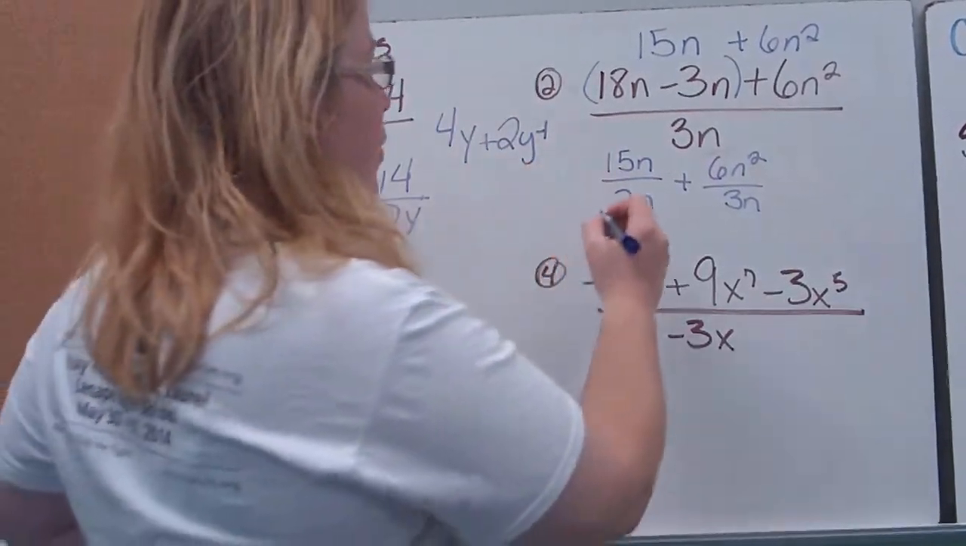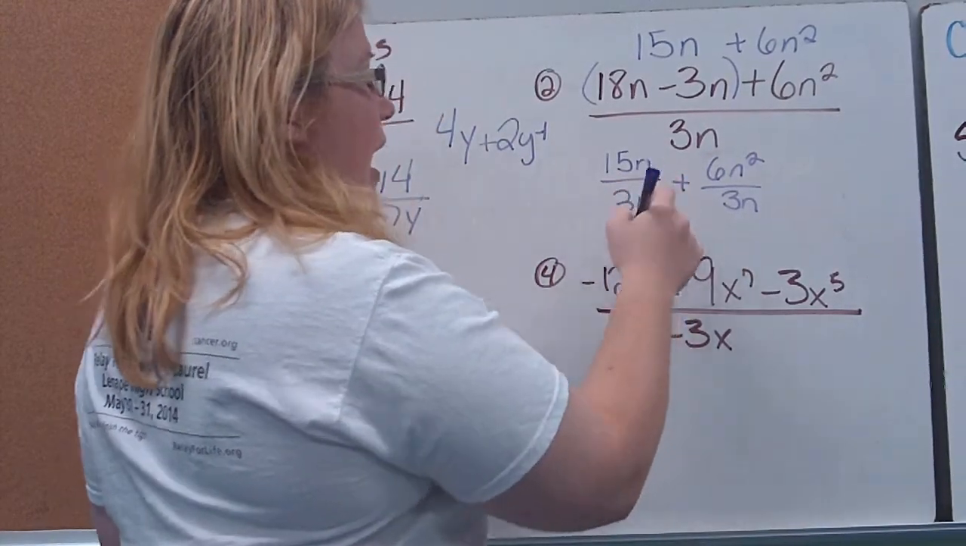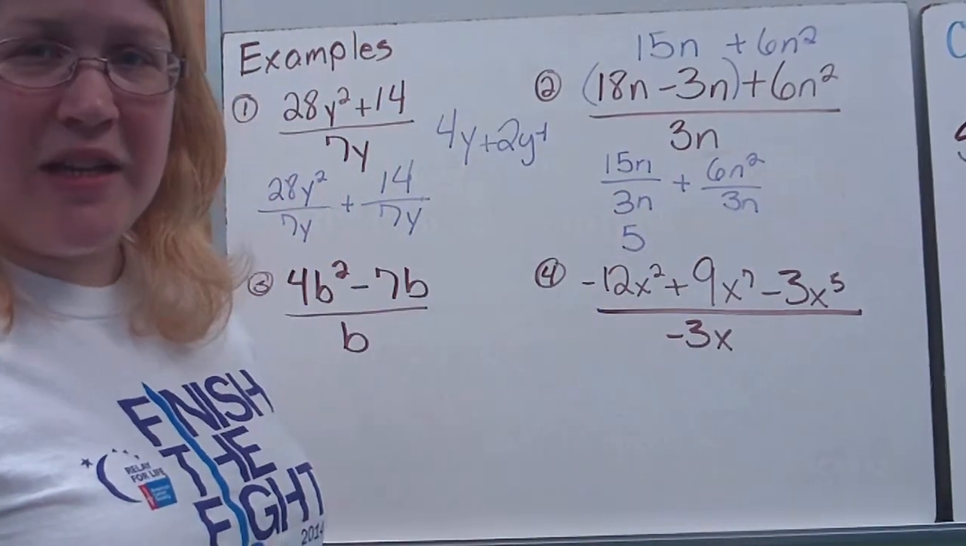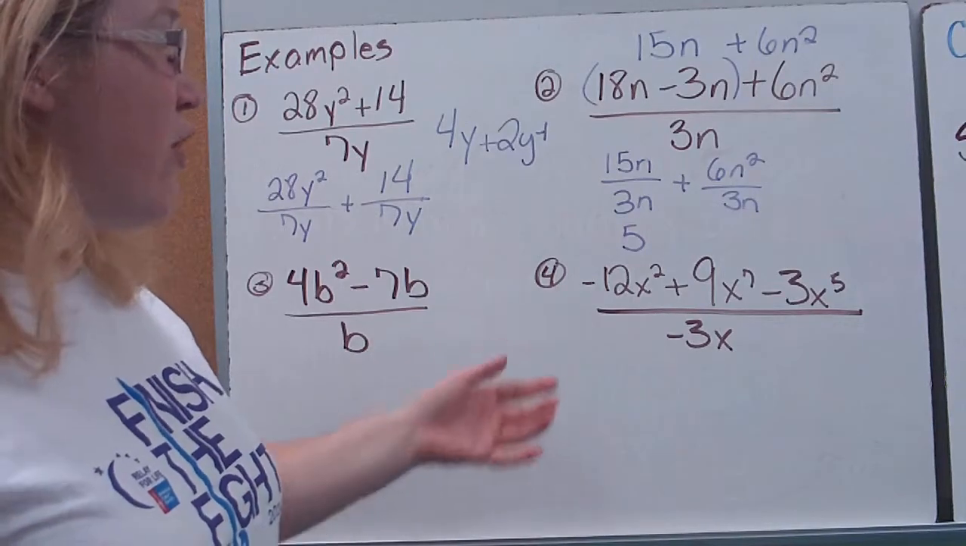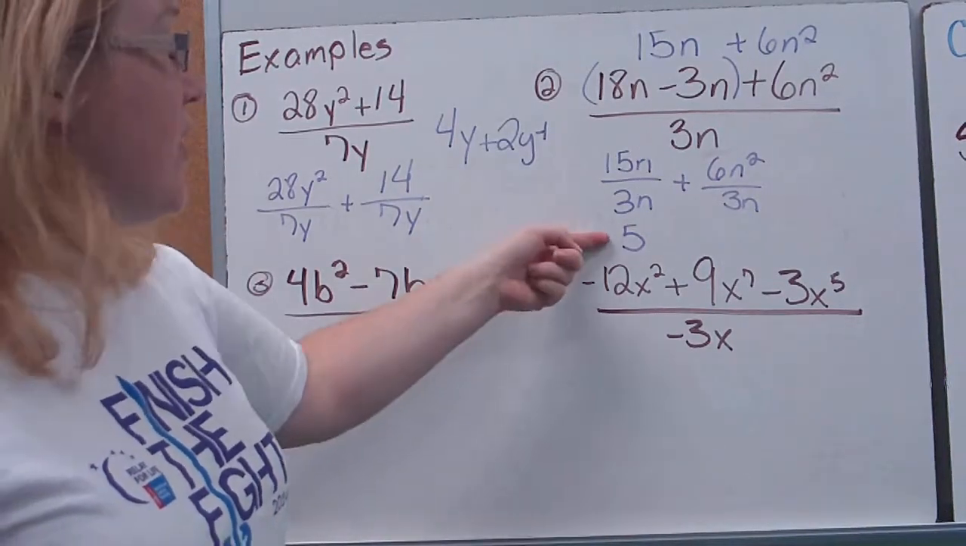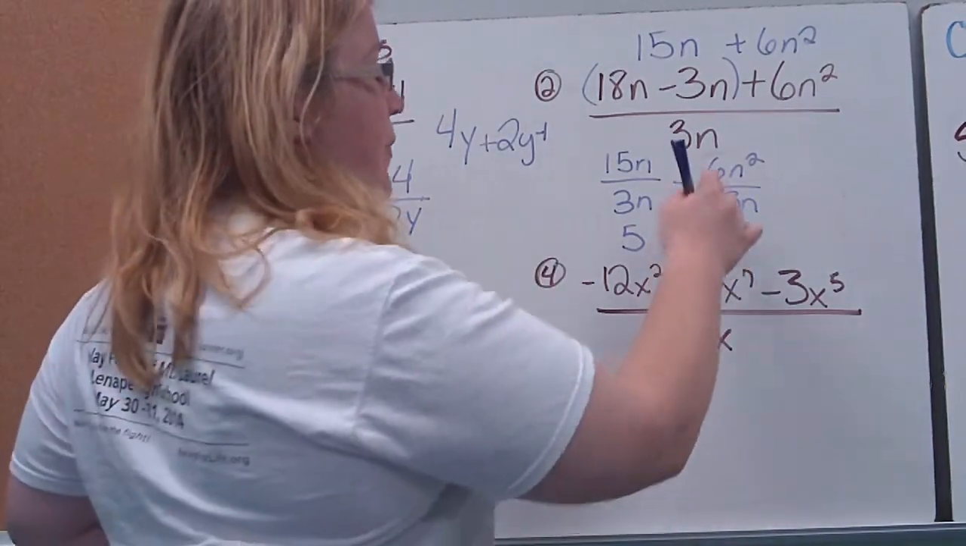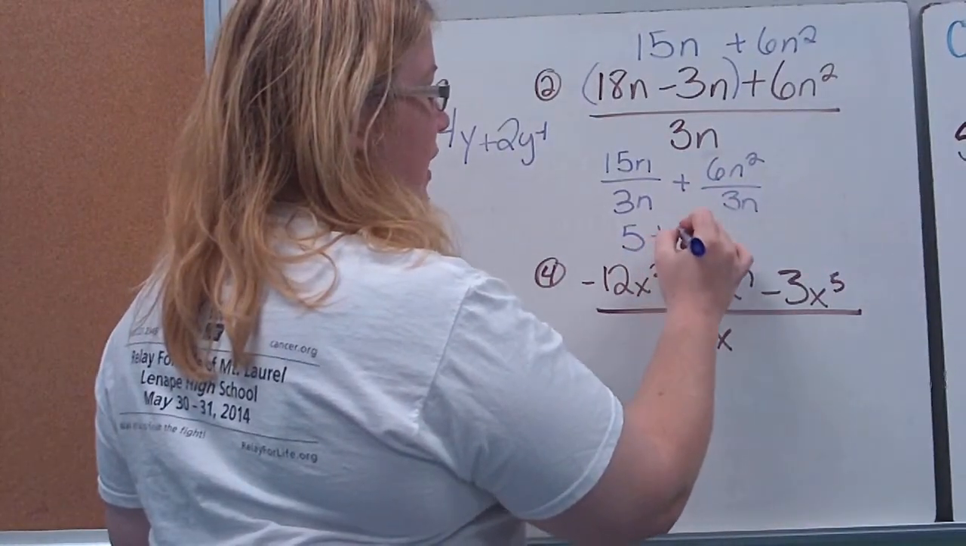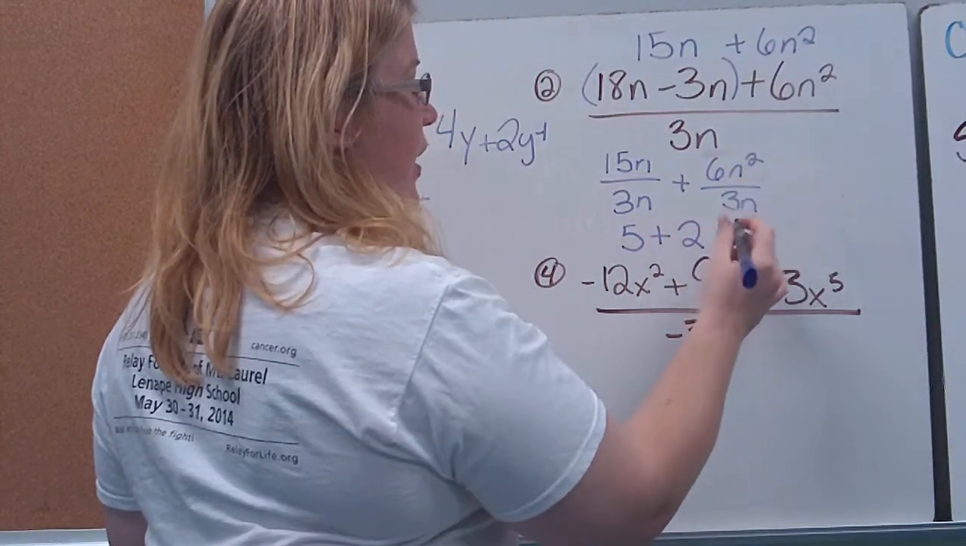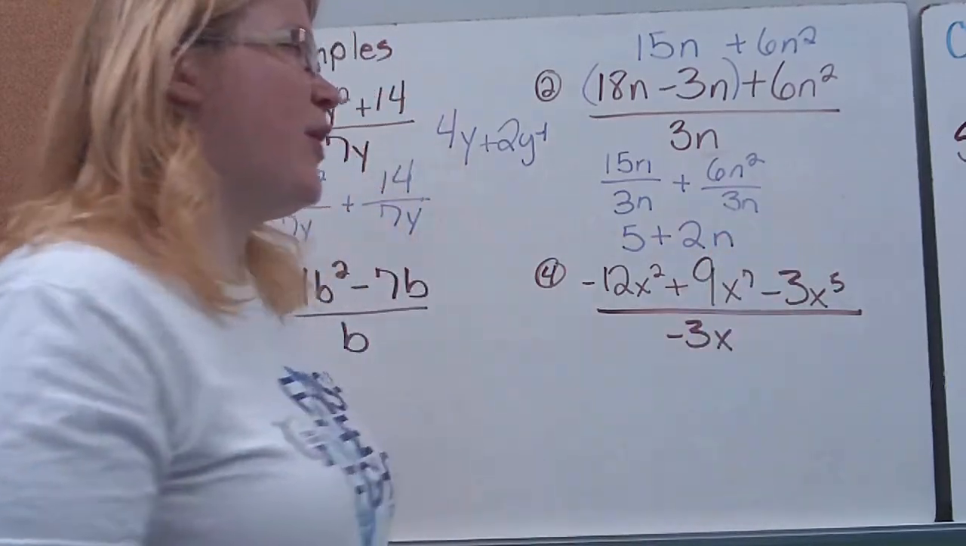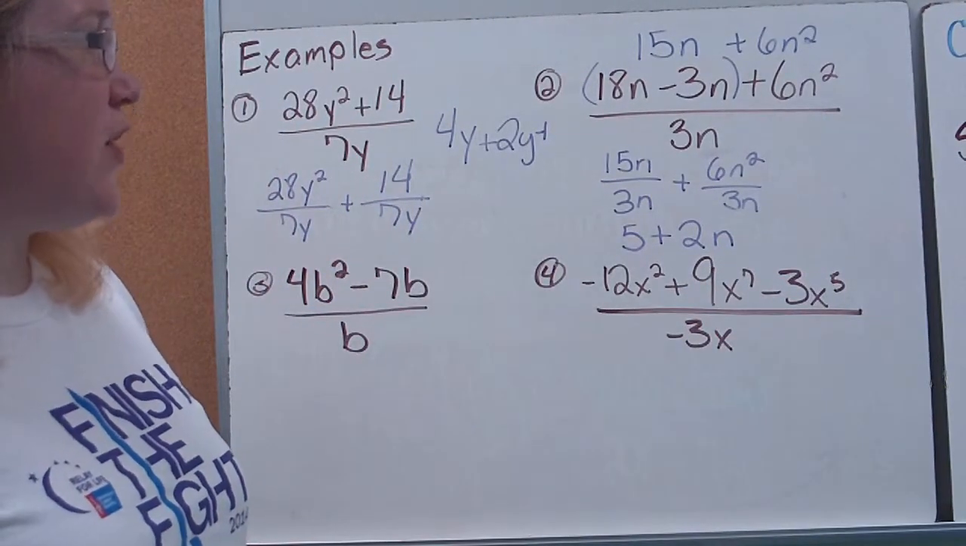So 15 divided by 3 gives me 5. n divided by n is going to leave me with n to the 0, which is 1, which means I don't need to write it because 5 times 1 is 5. So I'm just left with 5 here. 6 divided by 3 leaves me with 2. n squared divided by n leaves me with an n. So I have 5 plus 2n.